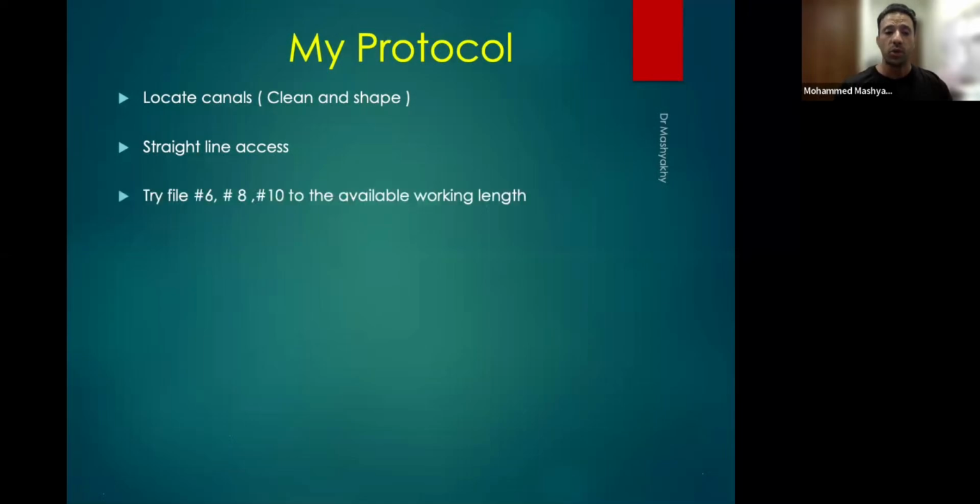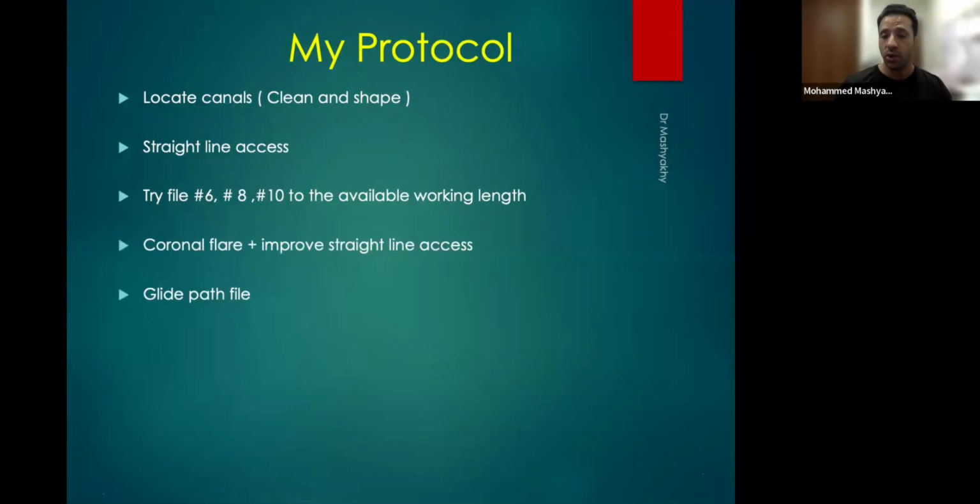Straight line access is very important and a must. Try smaller files always, 6, 8, 10. It's very important for the working length, or the available working length. What do I mean by available working length? Sometimes you cannot go all the way down, but if you go only halfway, that's perfect. After that halfway, take the orifice opener and make it wider. Irrigation, then the small file, the 6 or the 8 or the 10 will go further in the canal. Coronal flare improves straight line access, as I said before.